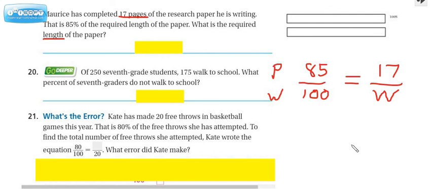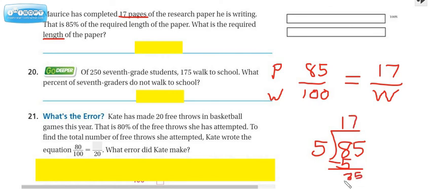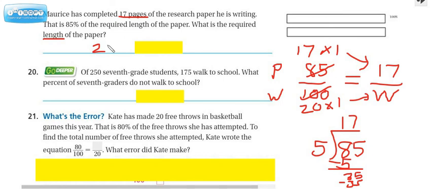If we divide this by 5, some people don't know what that is, so you would have to do off to the side, do the algorithm. That would go in once. Get the 3 left over, bring down the 5, and that goes in 7 times. And it's off the screen, but it works out evenly. All right, so if we divide this by 5, we get 17, and if we divide this by 5, we get 20. Well, because 17 times 1 would be 17, we would just have to do 20 times 1 to get the all of it number, which of course would be 20 pages.